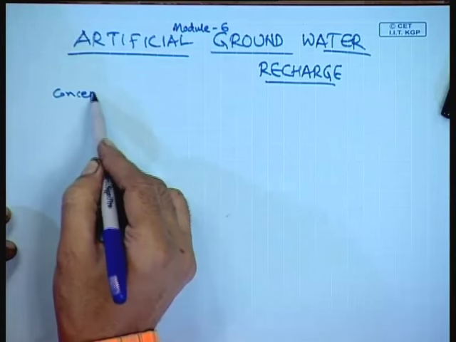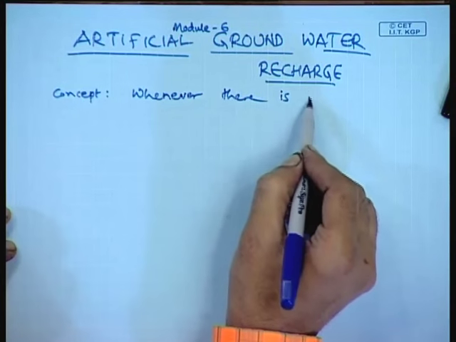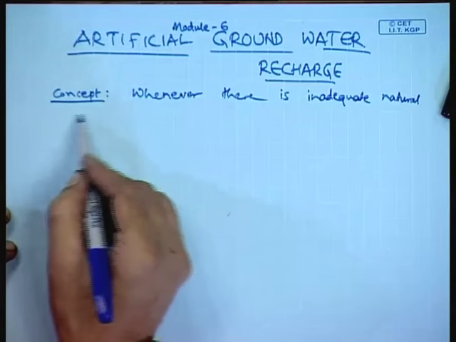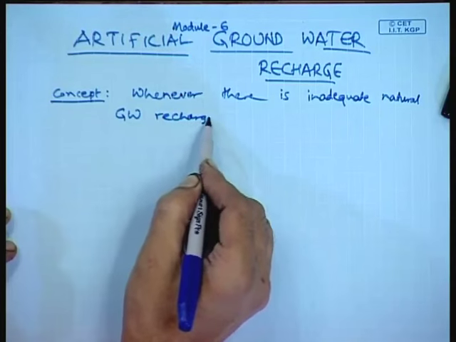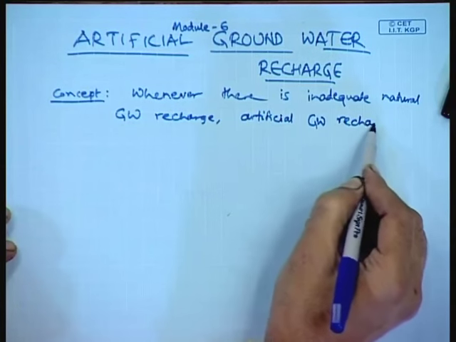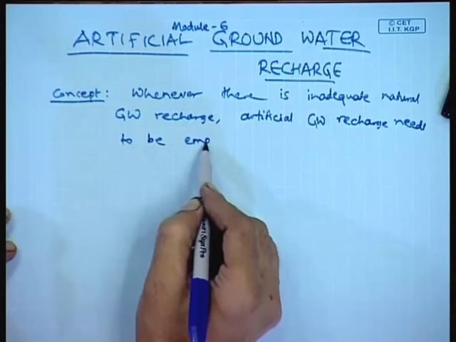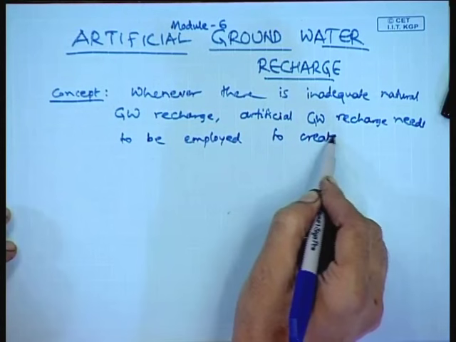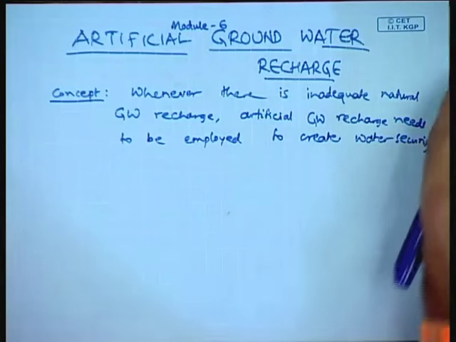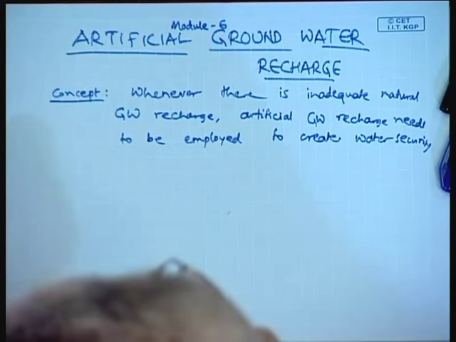And here let us come to this concept: whenever there is inadequate natural groundwater recharge, artificial groundwater recharge needs to be employed to create water security. So this is basically the concept.